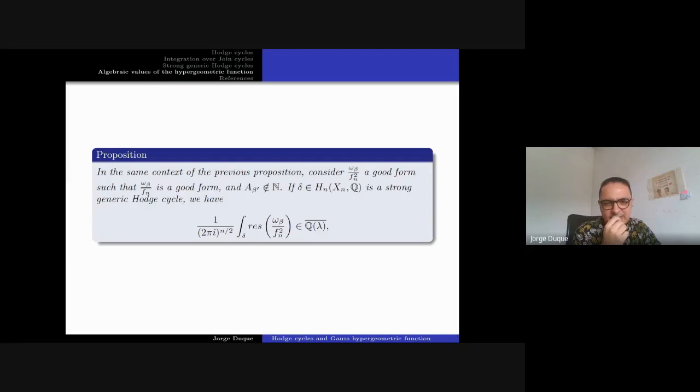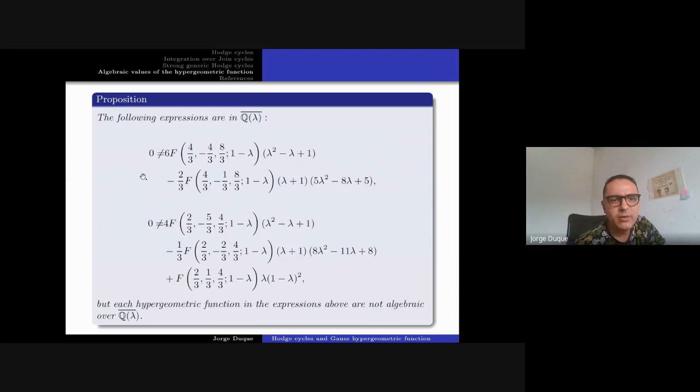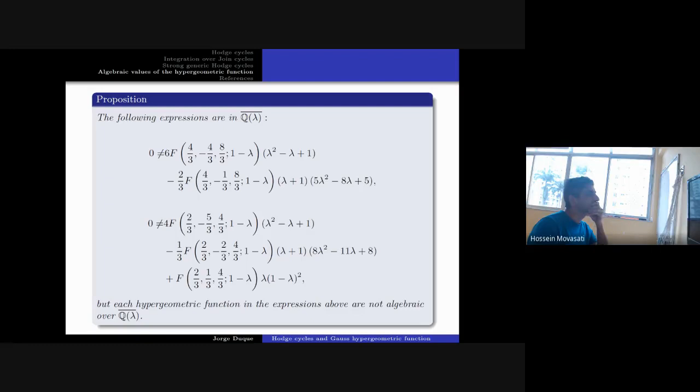I repeat again. What will be the nature of the hypergeometric functions that appear in this integral when we don't have this condition in the two-dimensional case? Exploring this, we found the following result. We obtain an expression with hypergeometric functions that is algebraic, but each hypergeometric function is not algebraic. This result is obtained by integrating a strong generic Hodge cycle in the two-dimensional case with a good form with pole of order 2, so that the form with pole of order 1 is not a good form.